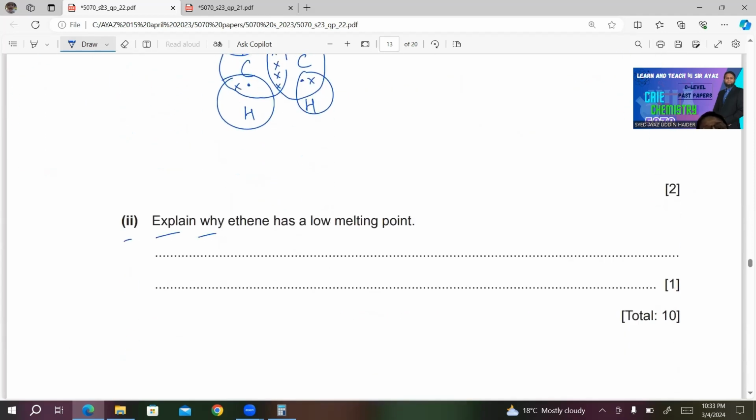Number 2, explain why ethene has a low melting point. Now they are talking about low melting point. It must be due to the presence of weak intermolecular force.